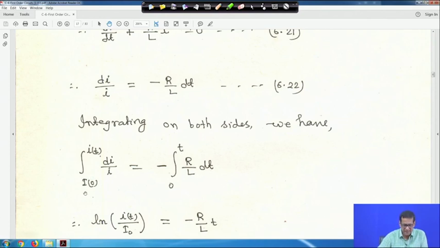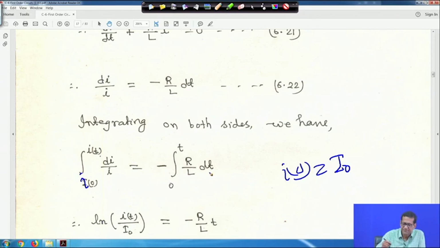So at t is equal to 0, the initial current was I0. There should not be any confusion here: in this limit I have written capital I0, but it should be small i0, and I told you small i0 is equal to capital I suffix 0. So it is small i0, that is better. And the right hand side is minus integral 0 to t of R upon L dt.